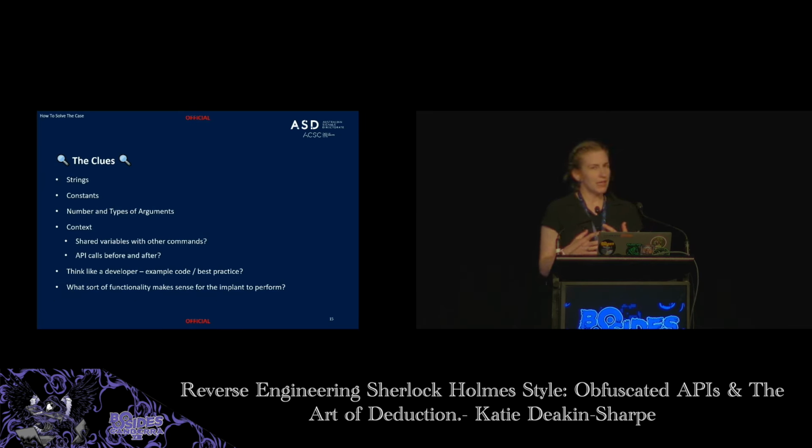Every good detective needs a set of clues to look out for, so these are going to be ours. We're going to use strings and particularly unique constants to help generate ideas. We're going to be matching up function prototypes, so looking at numbers and types of arguments. Context was super important. I typically found if I could get 1 to 2 APIs per command, all of the rest would follow. And furthermore, if I'd figured one command out and I had a shared variable with another command that I hadn't looked at yet, that usually gave me a starting point.